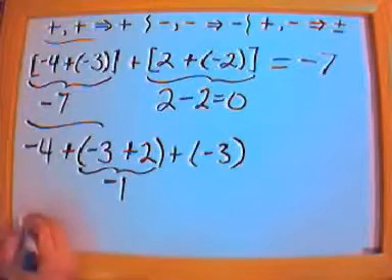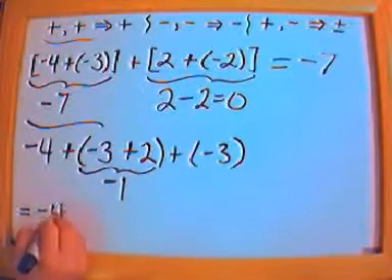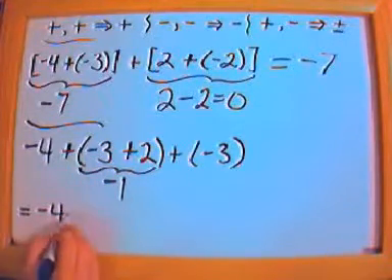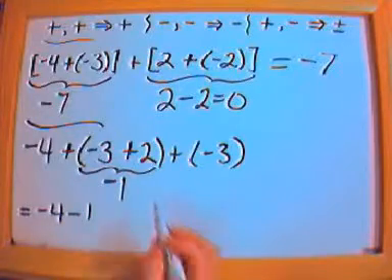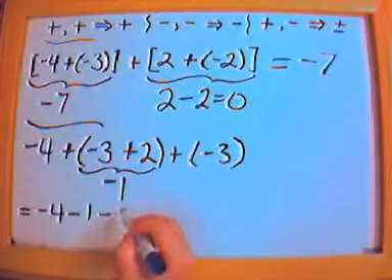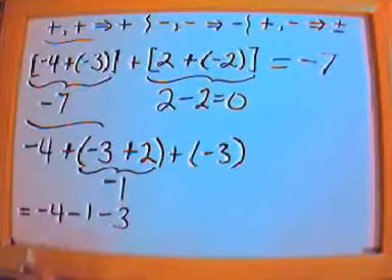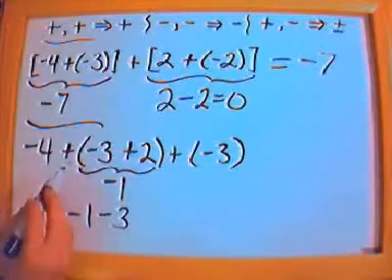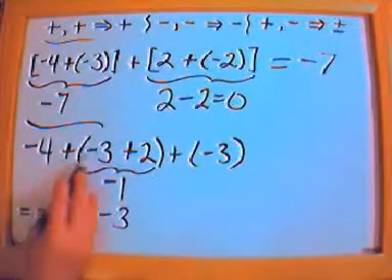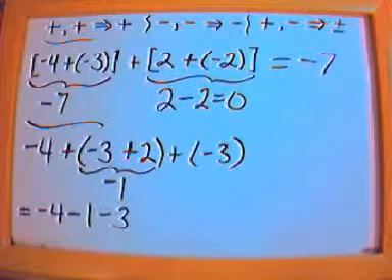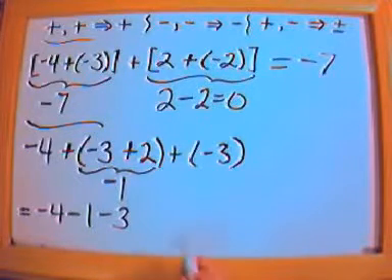Okay, so let me rewrite this as -4 plus a negative 1, which is the same as minus 1, plus a negative 3, which is the same as minus 3. And notice I'm intentionally writing them slightly differently. Sometimes I say plus a negative, and sometimes I say plus a negative is equal to minus. I'm trying to show you the various different ways you can write these things. Okay.